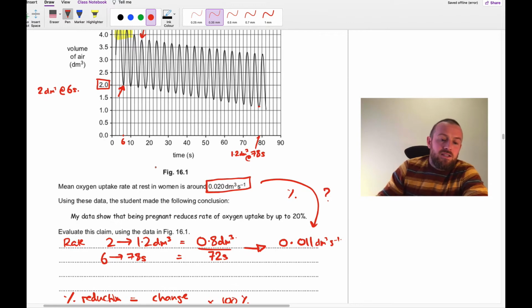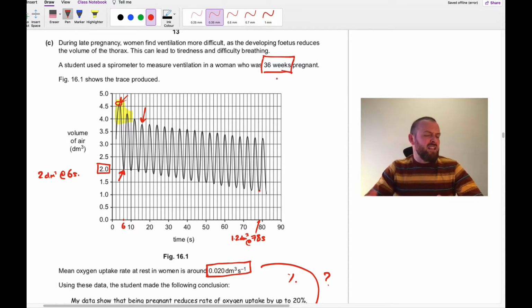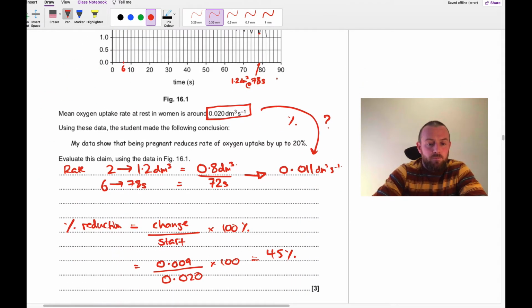Yeah, I should have seen that. It says, my data shows that being pregnant reduces rate of oxygen uptake by 20%. Clearly, we're only looking at 1 woman who's 36 weeks pregnant, which is right at the end. So that's not enough data. Always remember those points.